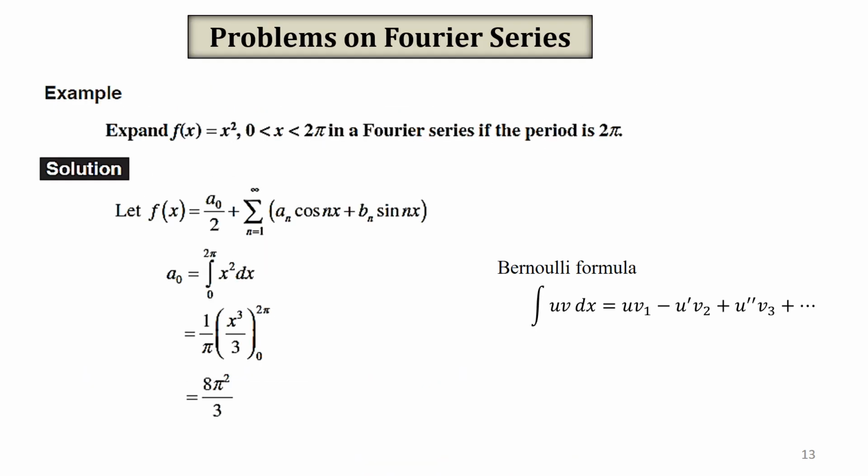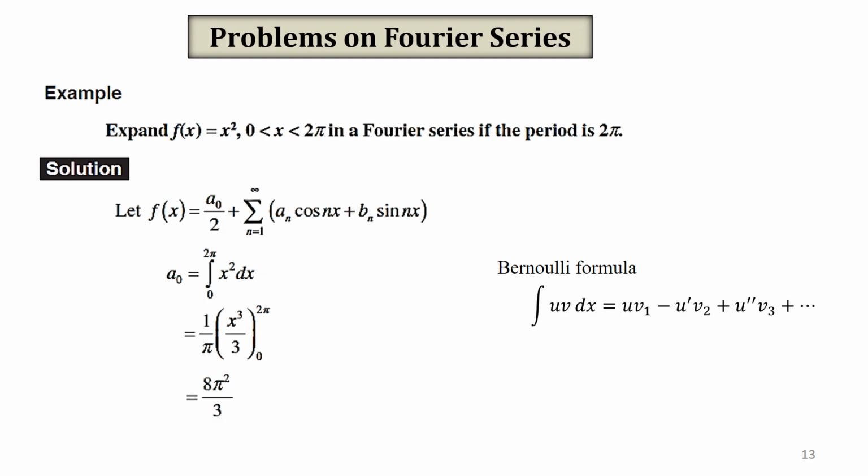The first problem, if f of x is equal to x square, it is given from 0 less than x less than 2 pi, in a Fourier series if the period is 2 pi. The period is 2 pi here. Okay, so 0 to 2 pi is the limit, and you have to find the series with period 2 pi. First, you have to write the formula. f of x is equal to a naught by 2 plus summation n is equal to 1 to infinity a n cos nx plus b n sin nx.